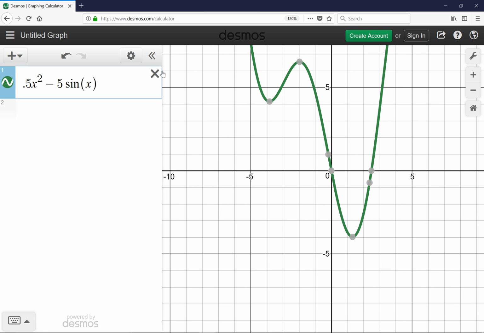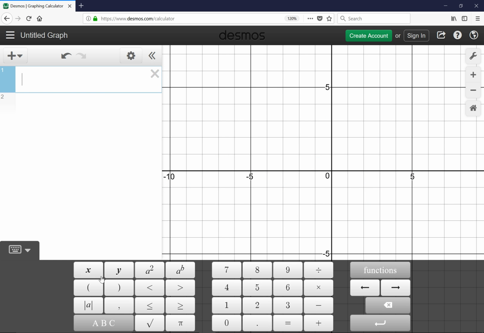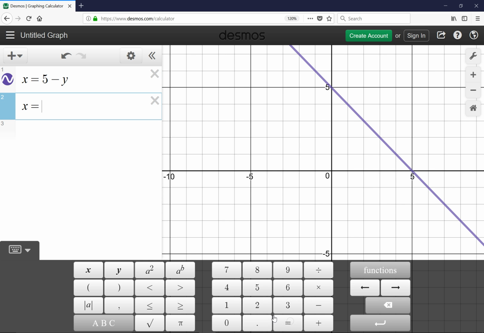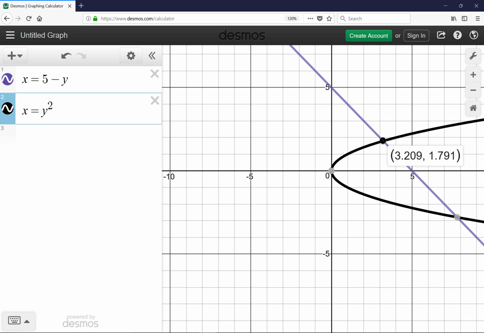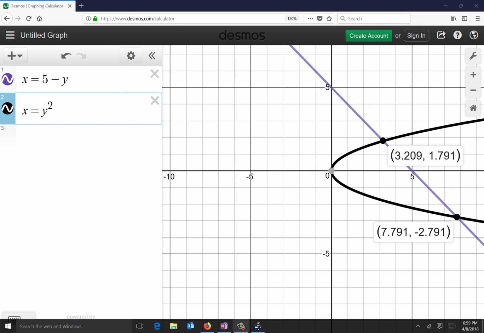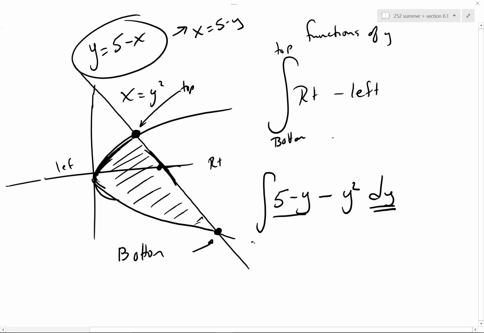Again, this is why I love Desmos so much. You can graph anything you like in Desmos in any way you like. Bam! You can't do that on a calculator, friends. x equals y squared. Bam! And we're interested in that point there and that point there. Notice we're talking about the y value, so that's negative 2.791 and 1.791. Right? And so now it's simply a matter of integrating.